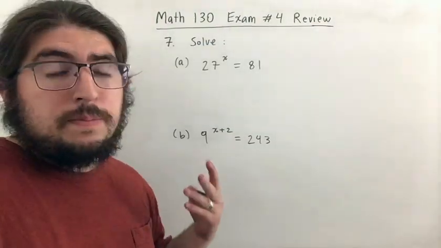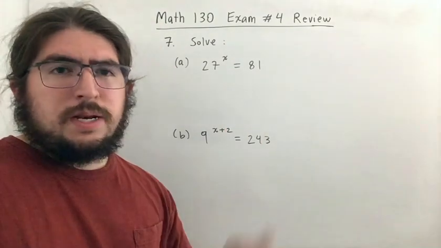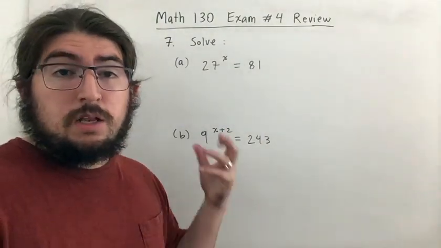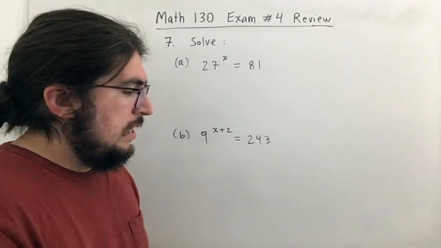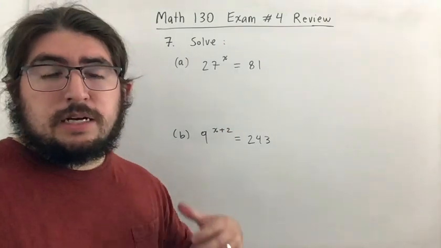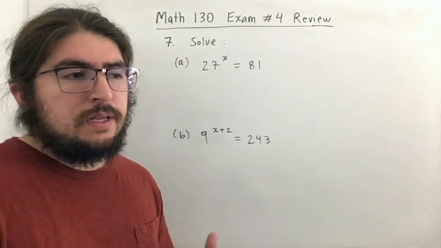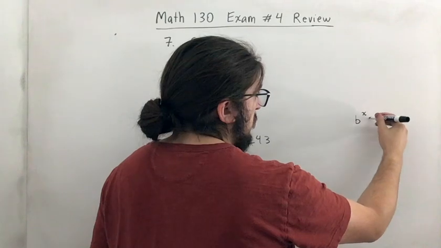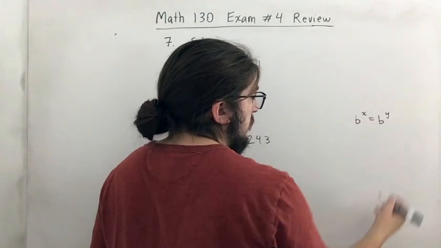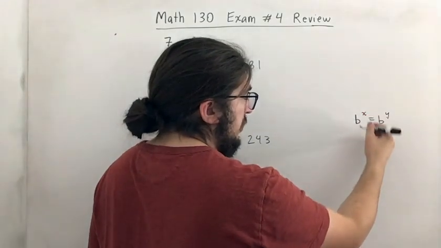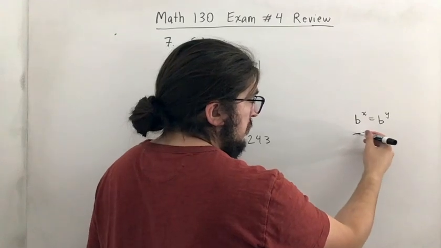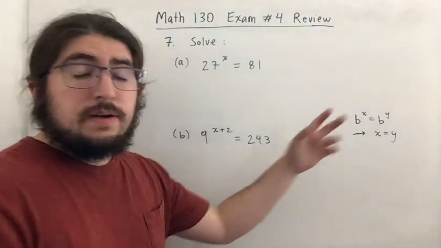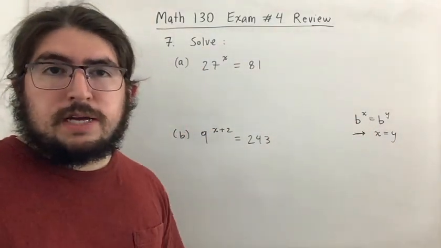Okay, so for problem 7 here, we're asked to solve these exponential equations. There's actually a few ways of doing this. If you wanted to, you can actually use logarithms to solve these. I'm actually going to be doing this using the one-to-one property of exponentials, which basically says that if you have two exponentials with the same base, but the powers are possibly different, this tells you that the exponents have to be the same if those powers altogether are the same.